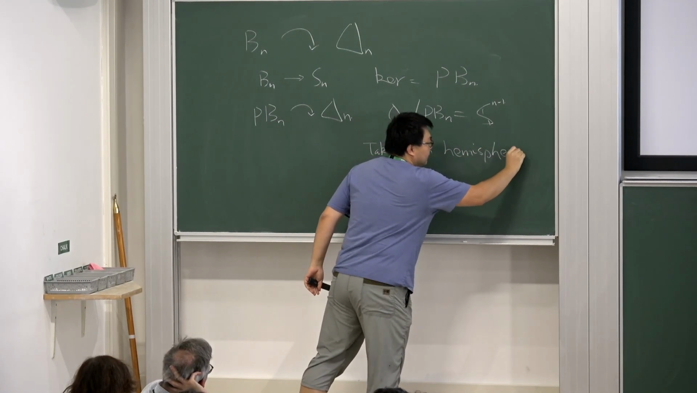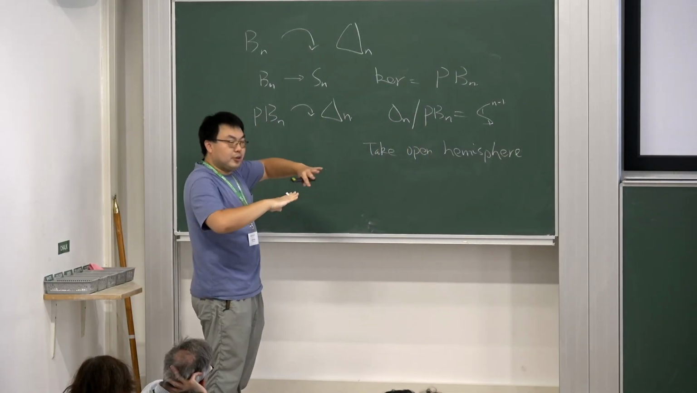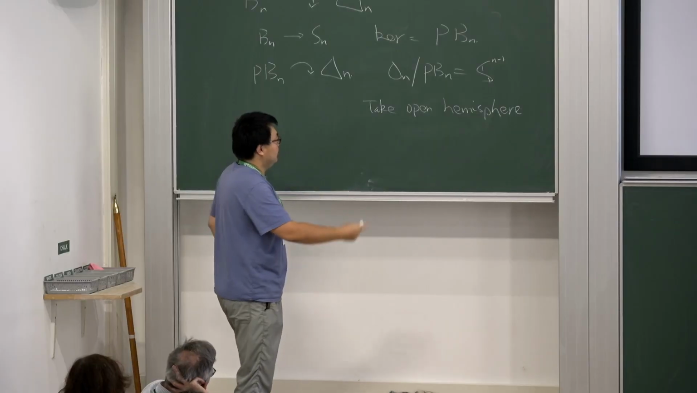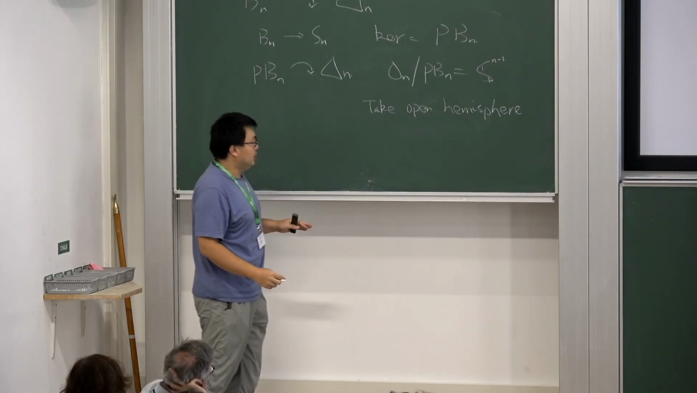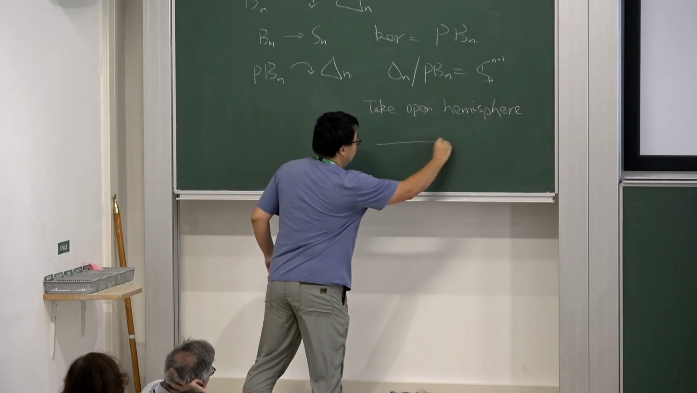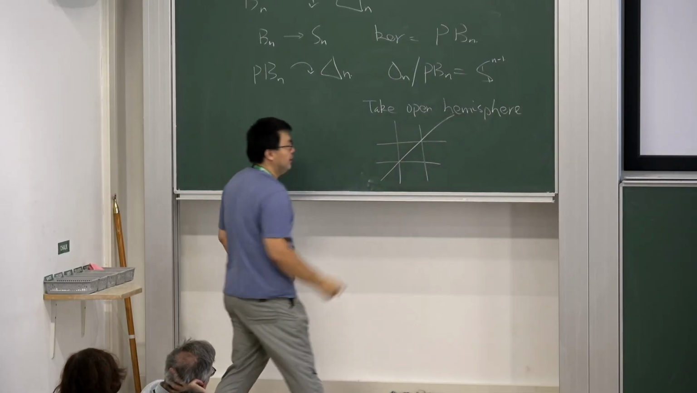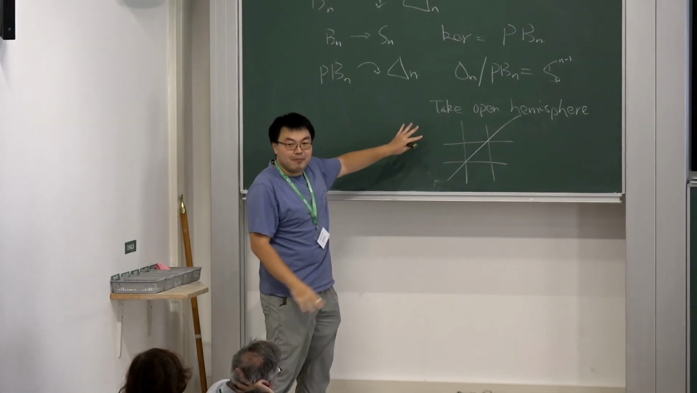This round sphere has a lot of walls, right? I'm going to take an open hemisphere. Let me draw a picture in dimension 2. An open hemisphere is going to look like this. Roughly, if you open it up, it looks like that.